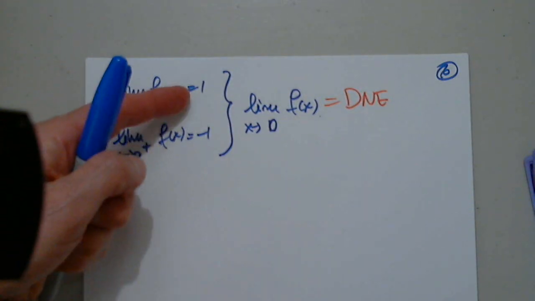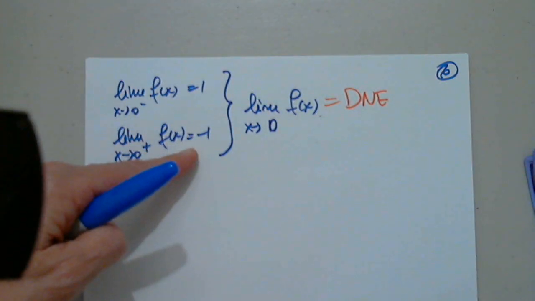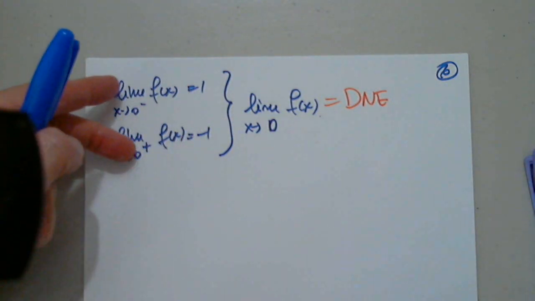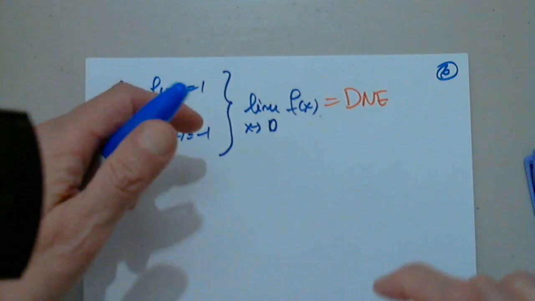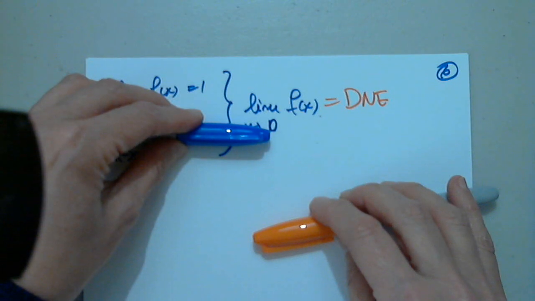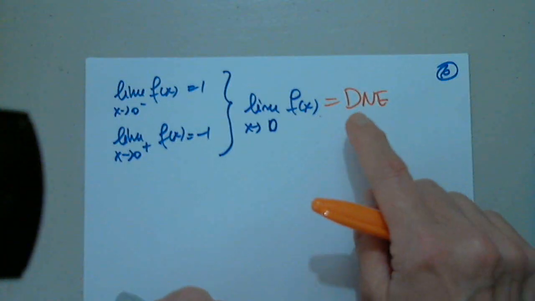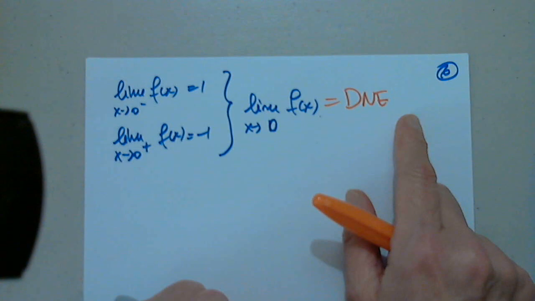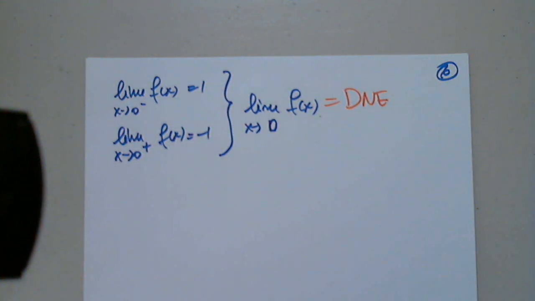So the left-hand side is 1, but the right-hand side is not the same. They both exist, but they're not the same. So then the limit from either side is DNE. DNE stands for it does not exist. Awesome.